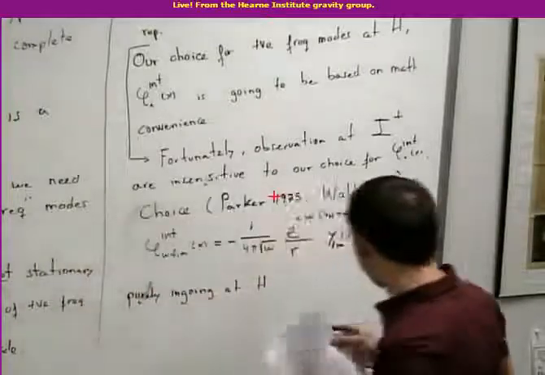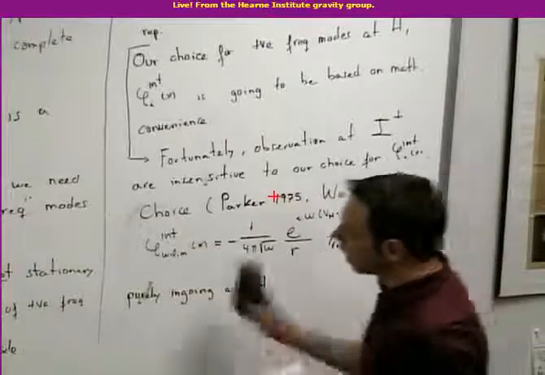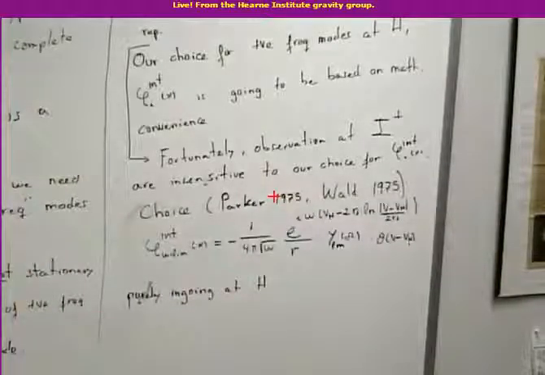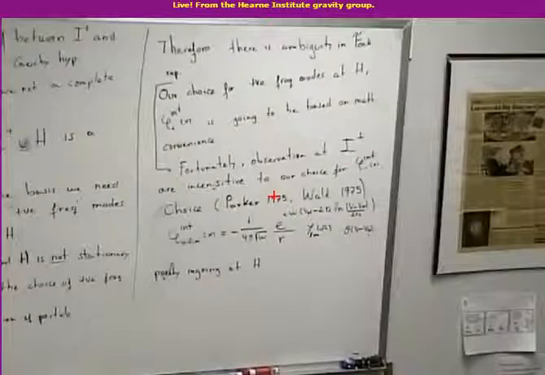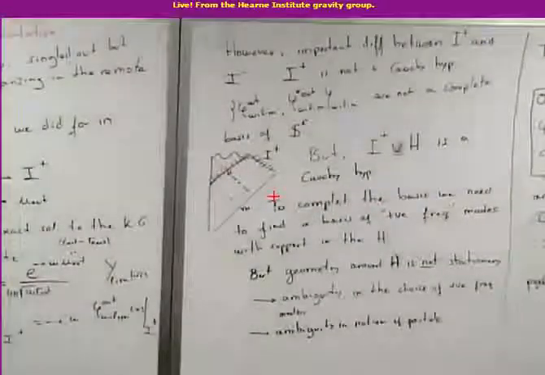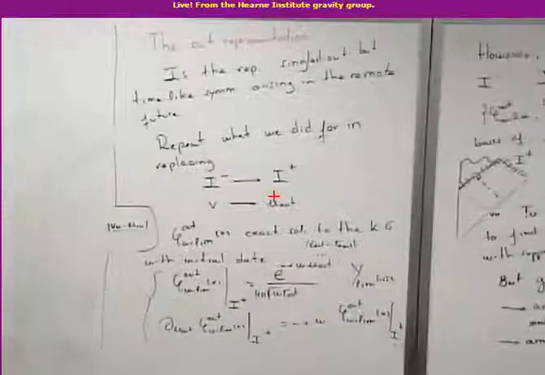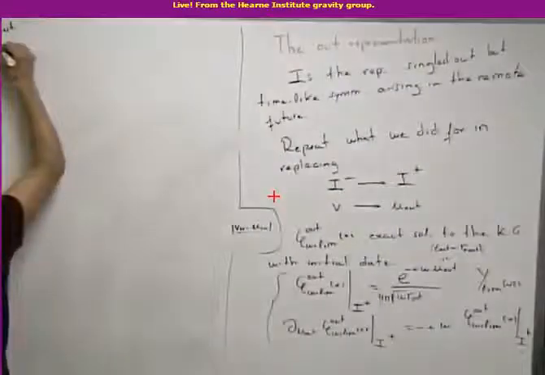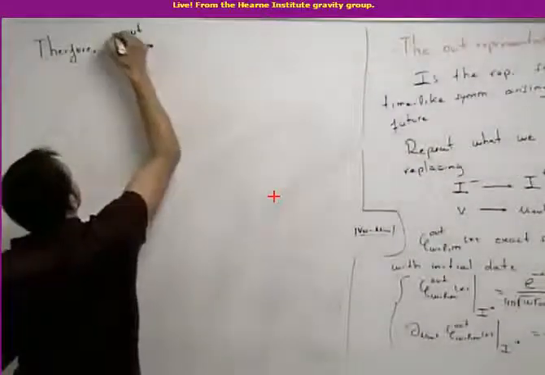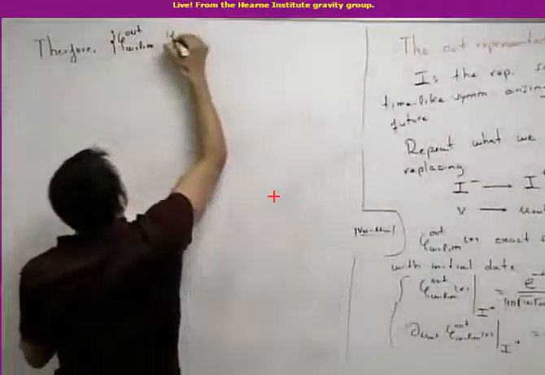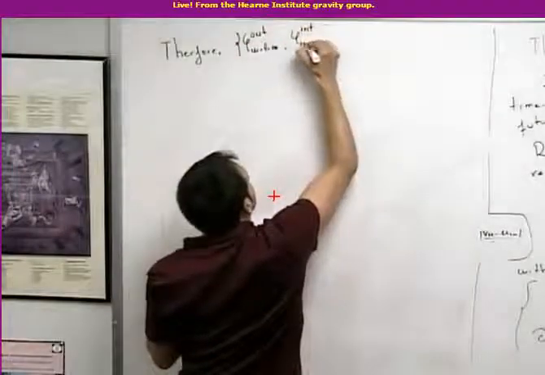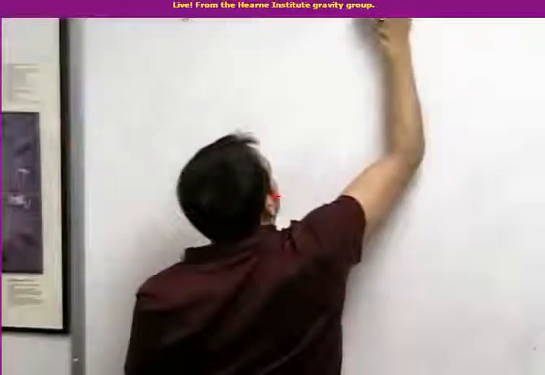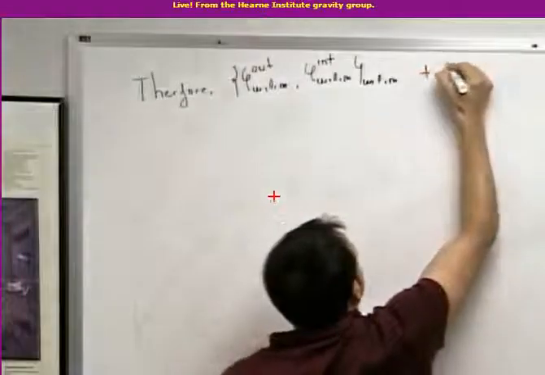So now that we have these modes, the in and out modes, we have a full Fock representation, alternative to the in one, and this is what I'm going to use to derive Hawking radiation. Therefore, the modes out omega l m together with the in modes for all omega l m, plus their conjugates.